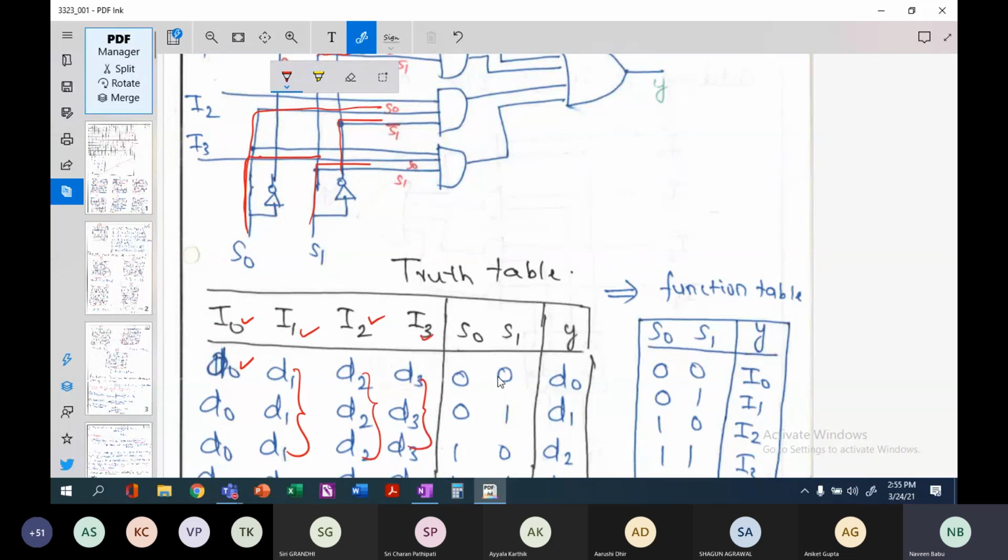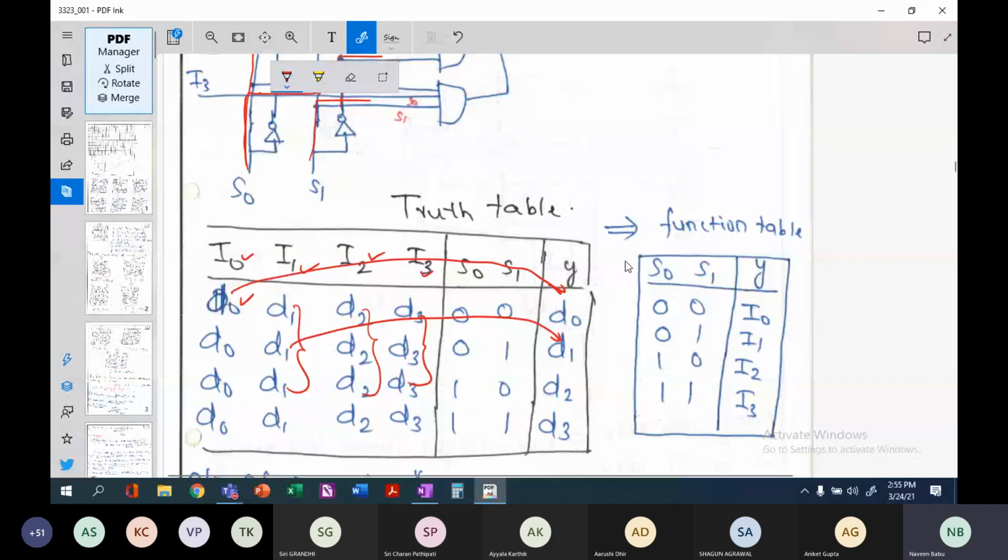So when it is 0, 0, your output will have D0. When it is 0, 1, your output will have D1. When it is 1, 0, your output will have D2. When it is 1, 1, your output will have D3. In short, though this is a truth table, this is called a functional table. When it is 0, 0, your output is equal to I0. When it is 0, 1, your output is equal to I1. When it is 1, 0, it is I2, and I3 for 1, 1.